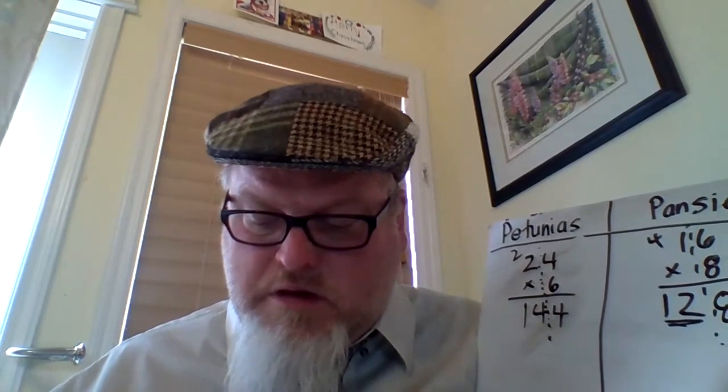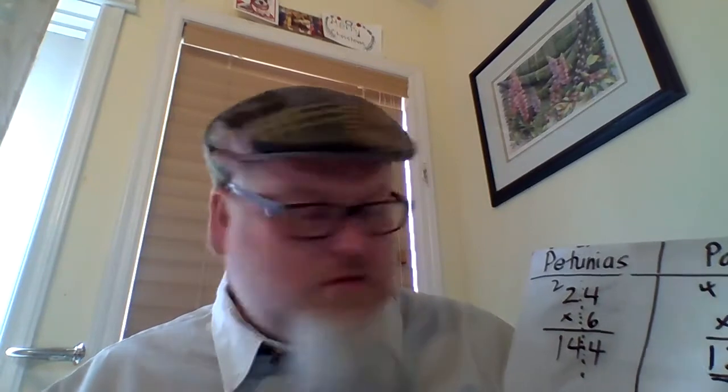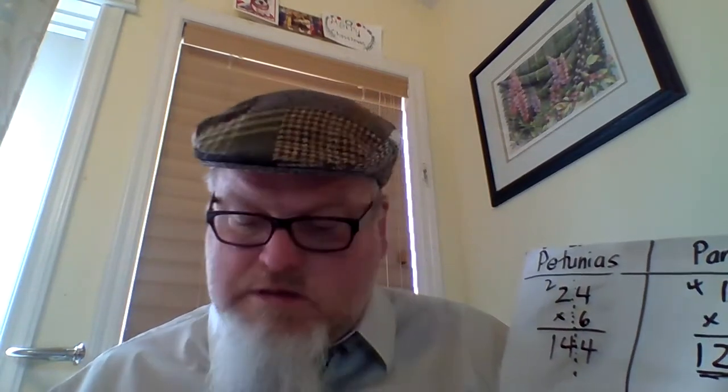Trusty old calculator. And we would get, just to double check them, let's see here, 24 times 6, 144, we are correct there, and then 16 times 8 is 128. So we're good to go there, and so forth.